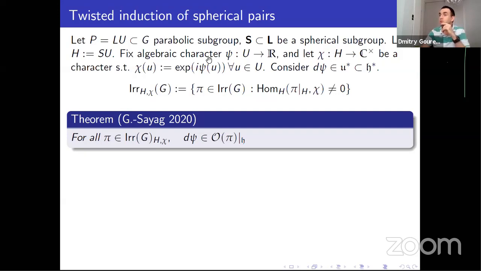A priori it's a unitary character of U, but we assume that it extends to H, and we don't care how it extends. What is it on S? We just assume it extends. Consider also d psi. d psi is the differential of this map. It lies in U star, but U star lies in H star, because H is SU. And denote by H chi those irreducible representations of G whose restriction to H has a non-zero Hom into chi. So the theorem is that for such representations, the orbit of pi restricted to H includes d psi. So it also includes zero, but more importantly, it includes d psi.